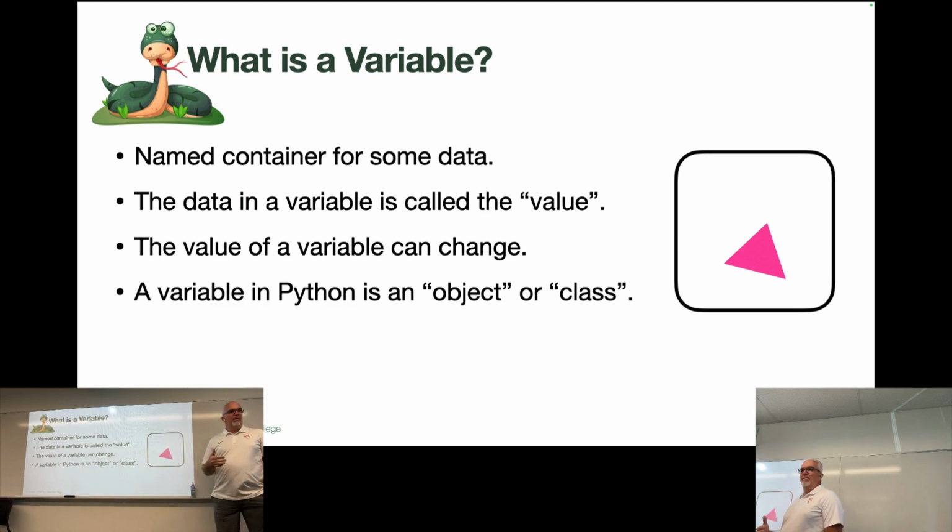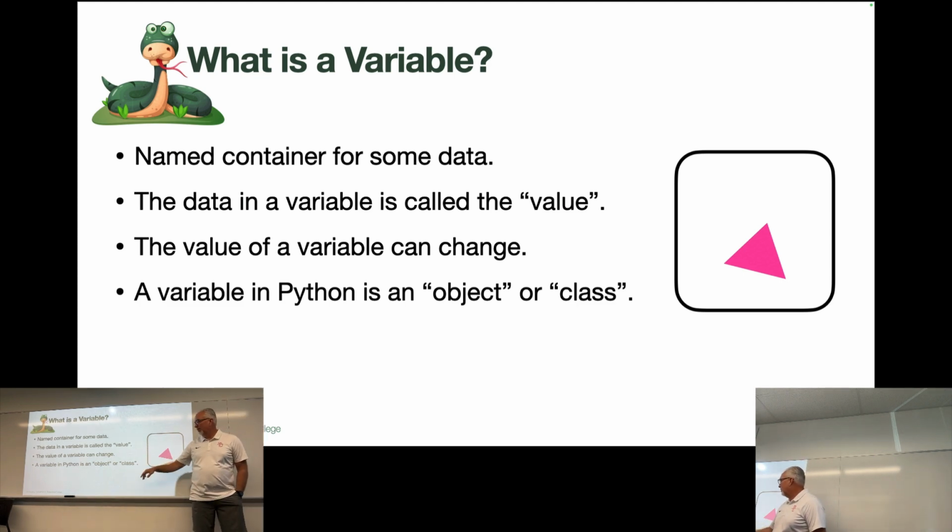We have things in programming called a constant, and as the name implies, the constant is a container where the contents don't change. They are constant. But in a variable, the contents can change. The stuff inside a variable is called the value. Okay? So the value of this variable is pink triangle.